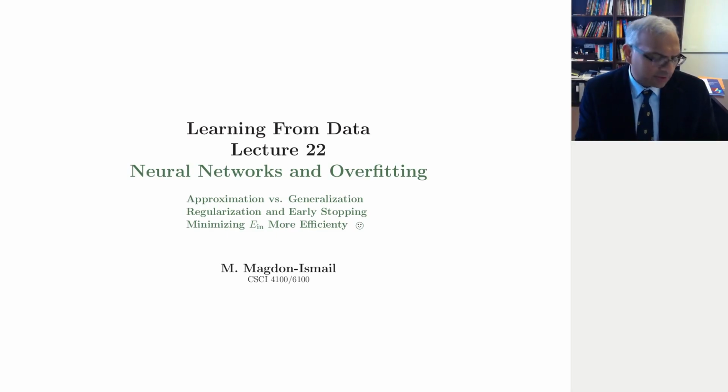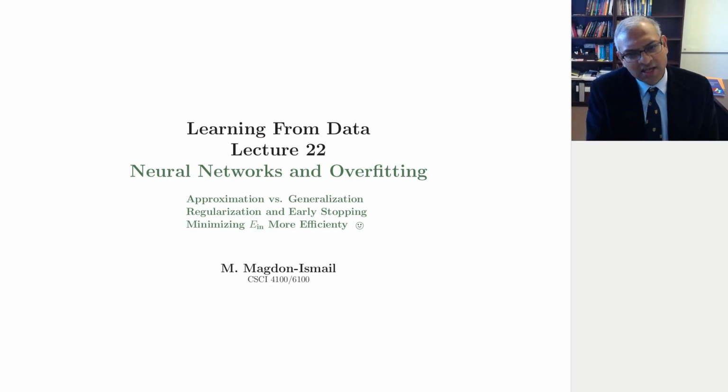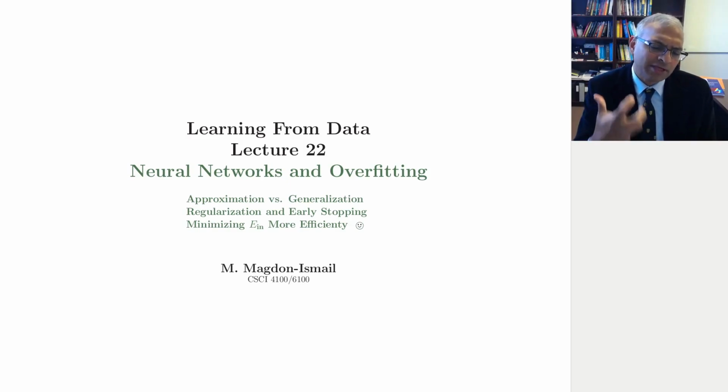Okay, so basically we will address approximation versus generalization and how that surfaces in neural networks. And then we'll have to address overfitting. So regularization and a specific technique for regularization called early stopping, which can be applied to any iterative algorithm. And lastly, we'll address a little bit the second step of learning, which is how you get in-sample error small. So we'll talk a little bit about minimizing the in-sample error more efficiently.